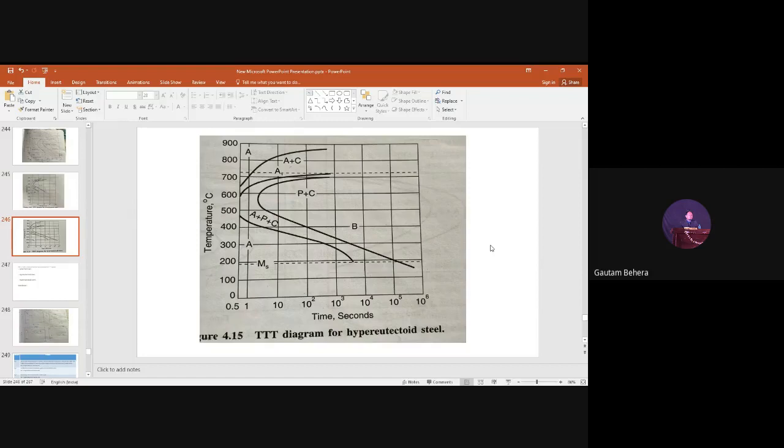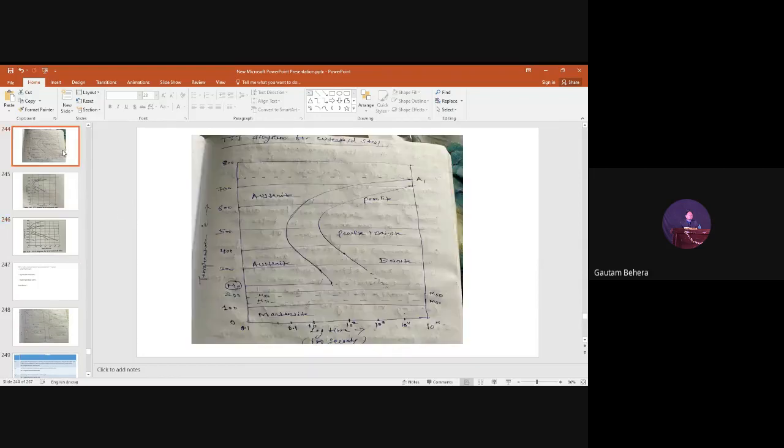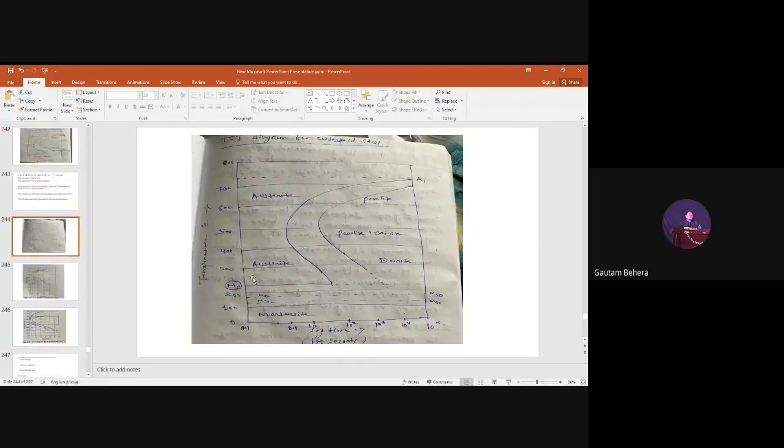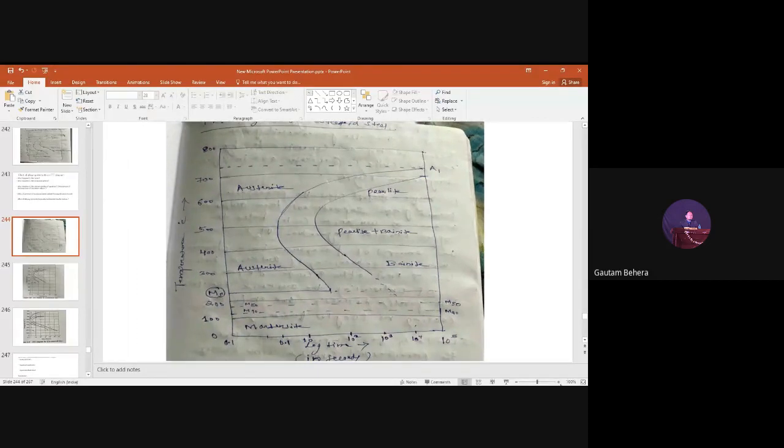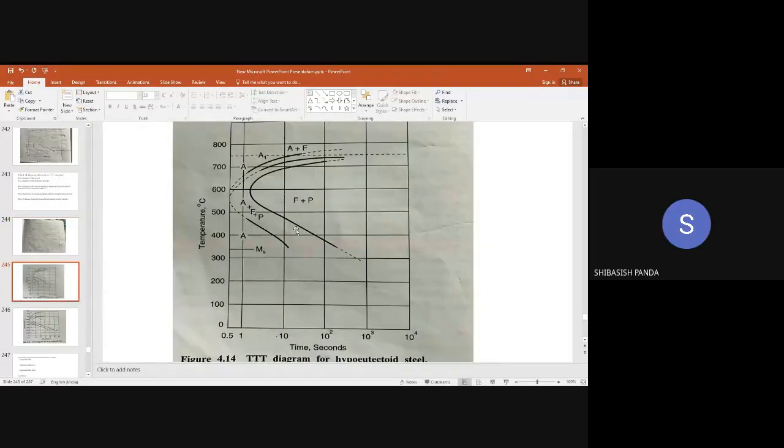Can you people tell me, any of you want to speak about this? Sir, with increase in carbon percentage, the MS temperature is going down. Very good, very good. You have noticed it well. So can you guess what is the approximate MS temperature in case of eutectoid steel? This one. And for this, 220 to 230. Okay, fine. I'll say 240, for example.